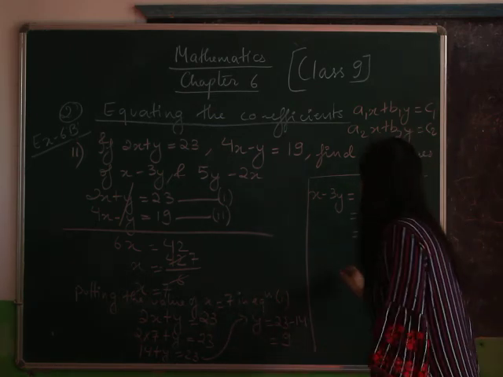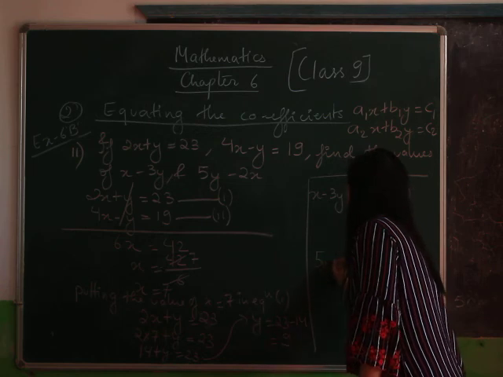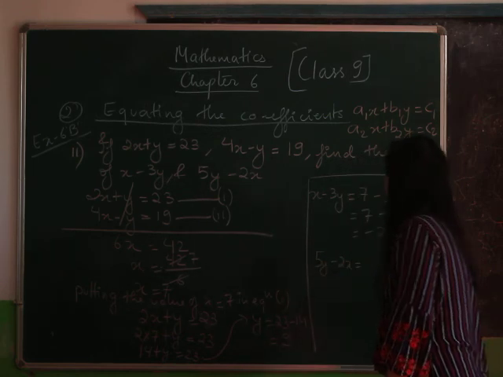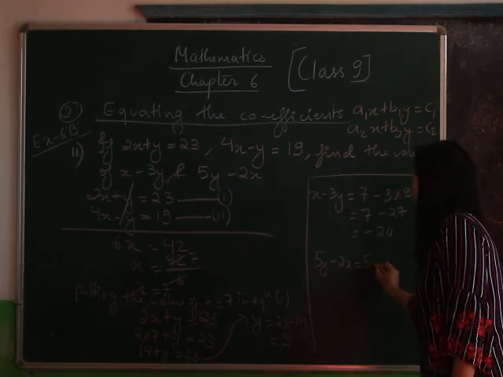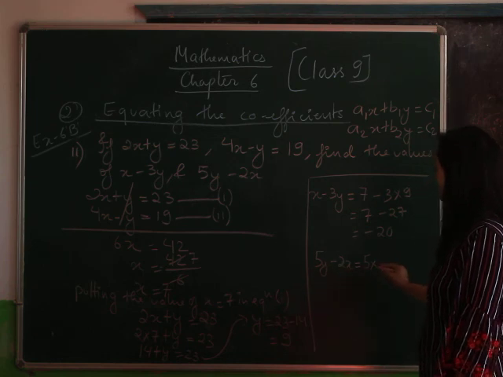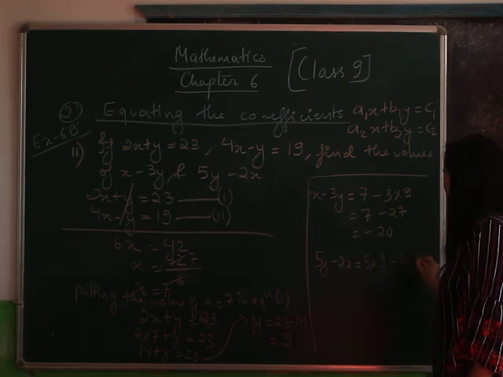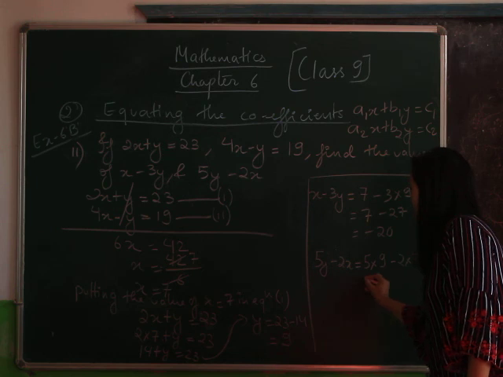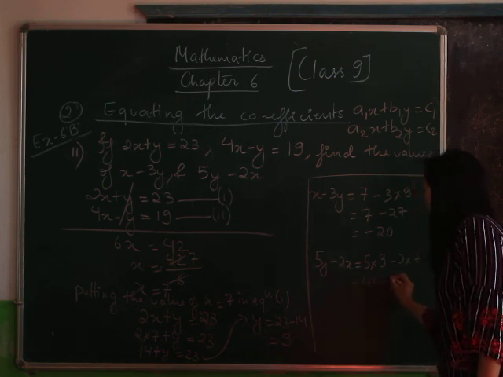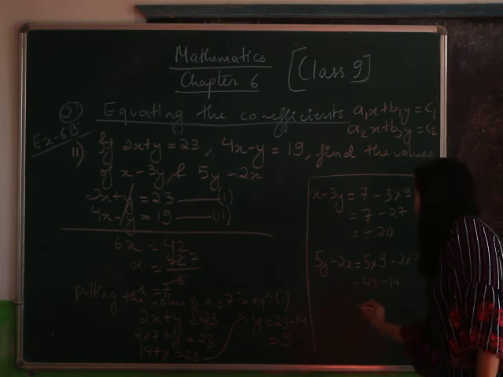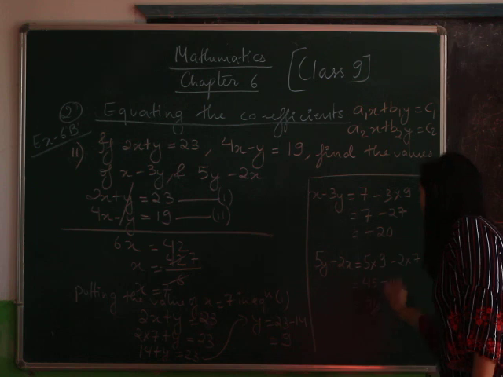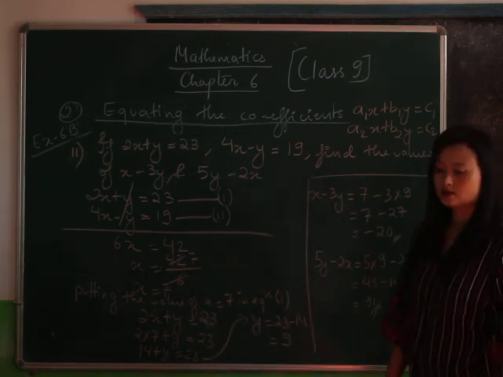The other one would be 5y minus 2x, which is 5 into 9 minus 2 into 7. So 5 nines are 45, 2 sevens are 14. So how much do we get? The answer is 31.